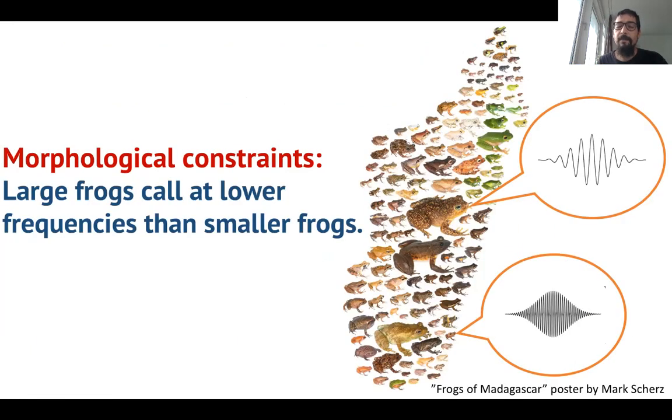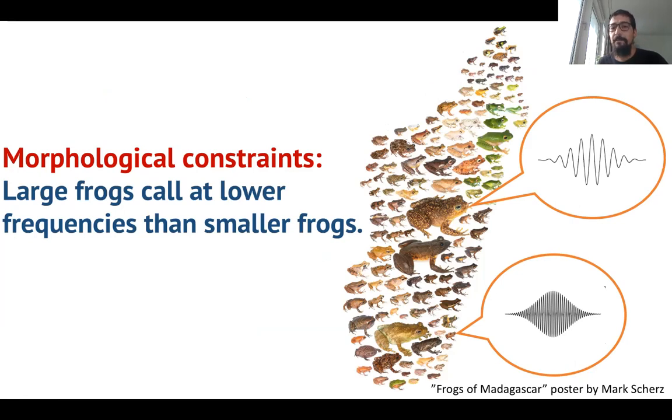So having this in mind, we then focused on the different constraint, which is the morphological constraint, and there is no big mystery here. It's the tendency of larger animals to produce lower frequency sounds just because they have larger laryngeal structures.